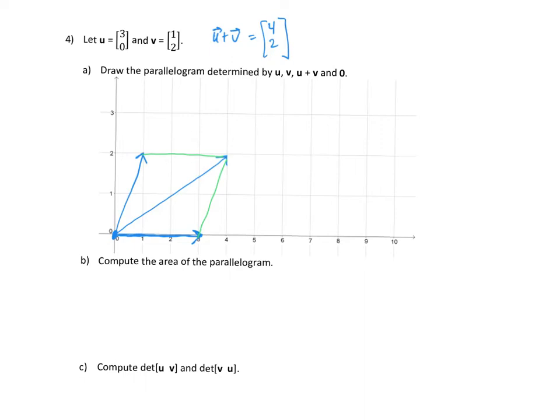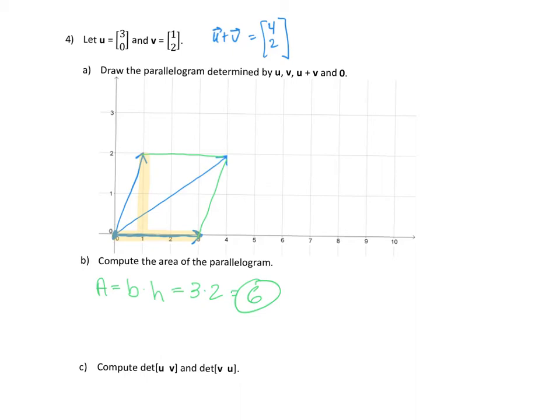All right, so now we're supposed to compute the area of this parallelogram. The area of a parallelogram is base times height, just like a rectangle. And height is the perpendicular height between the parallel sides. So my base would be this, which is 3. And the height would be like that, which is 2. So 3 times 2 is 6 for the area.